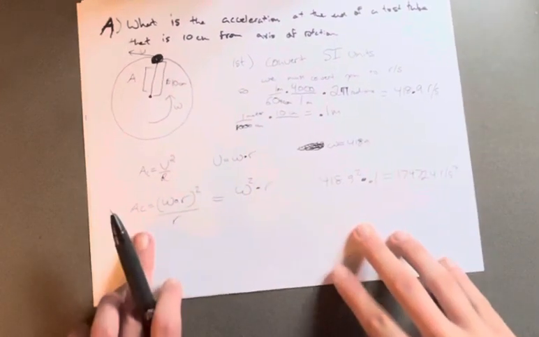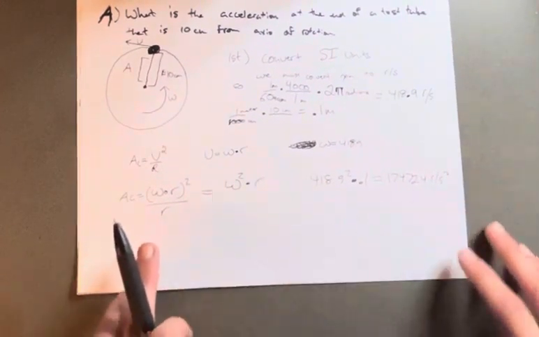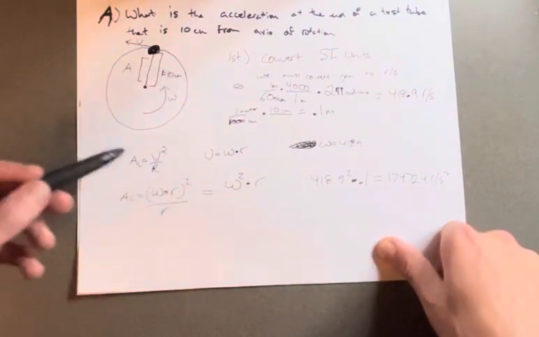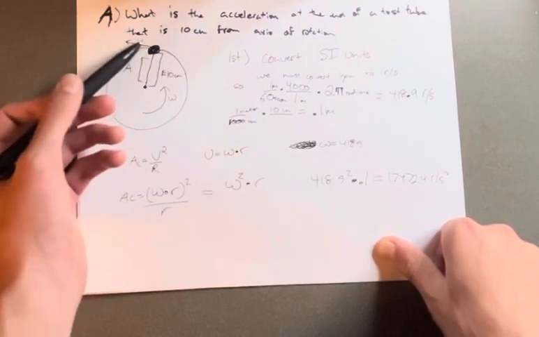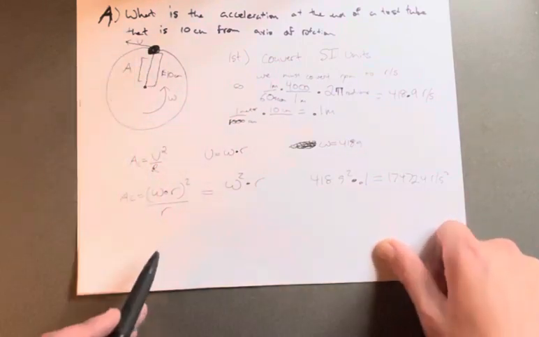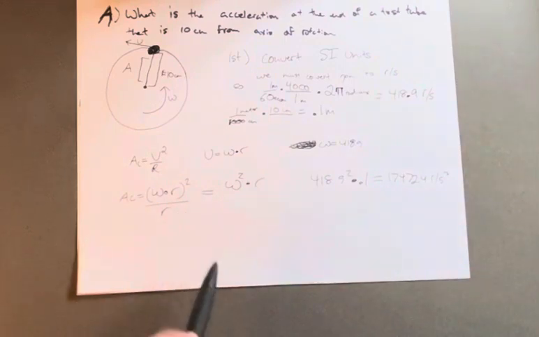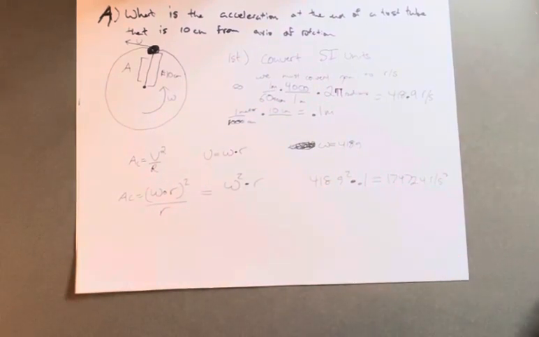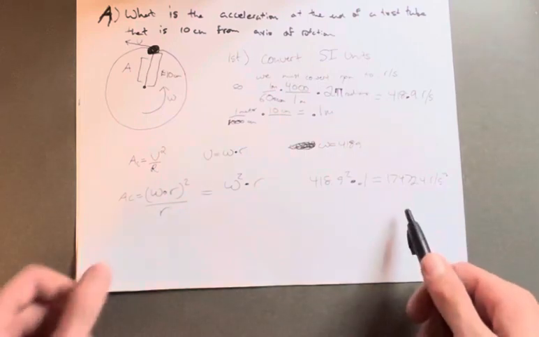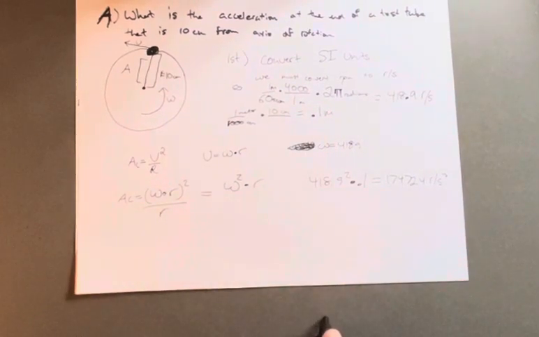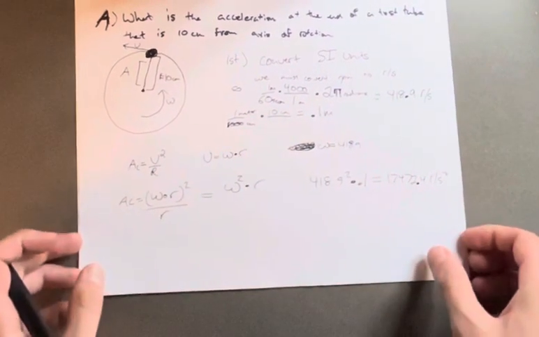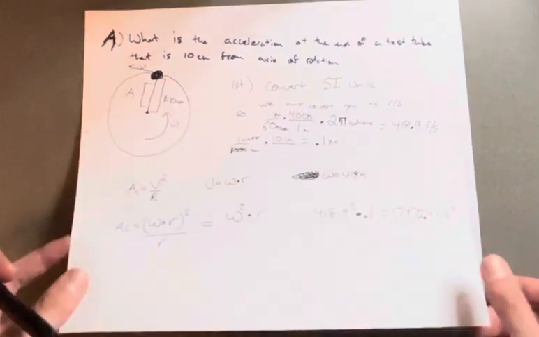So back to this, our centripetal acceleration is going to be our angular velocity times r, which gives us our linear velocity, squared over r, which simplifies down to angular velocity squared times r, which is 418.9 squared times 0.1, which gives us 17,472.4 as our acceleration.